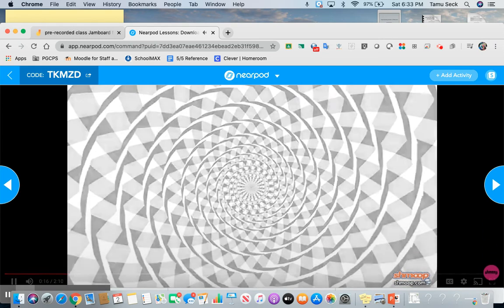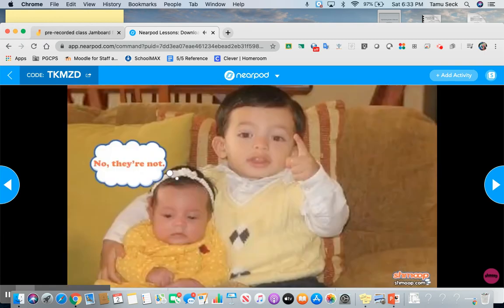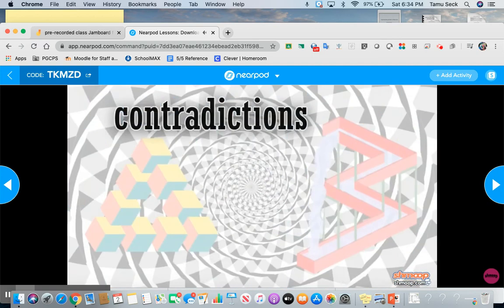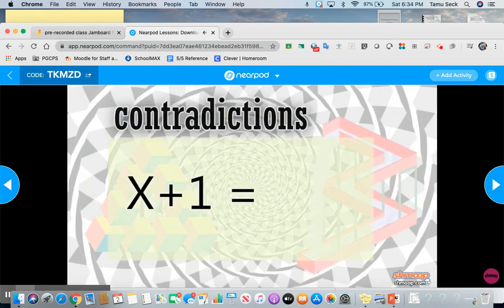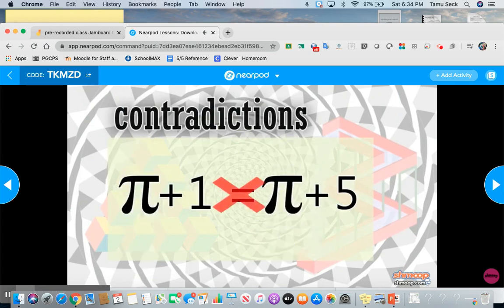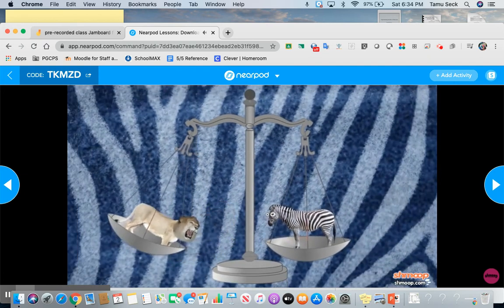All right, well, some equations have no solutions. These are called contradictions. No, they're not. Yes, they are. For instance, the equation x plus 1 equals x plus 5 would be a contradiction because no value of x will make that equation true. It would be like saying a zebra is the same thing as a lion. Yeah, because you really want to offend a lion.